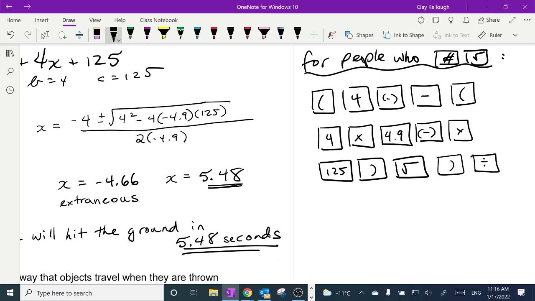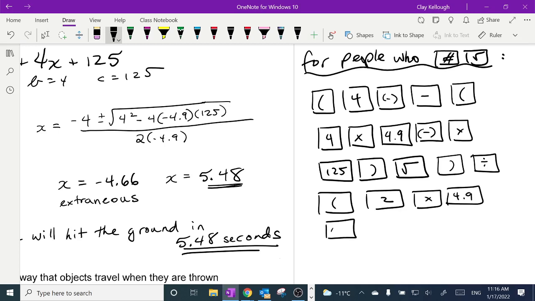Divided by, open a bracket, 2 times 4.9, make that number negative, close the bracket, and hit equals. That would be people who have a calculator like this guy right here. Anybody have a TI-X like that? Nope, shouldn't be an error. Let me follow these buttons exactly. I'm in the wrong mode. Let me get it. There we go.